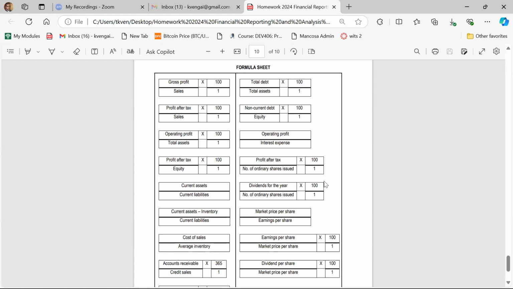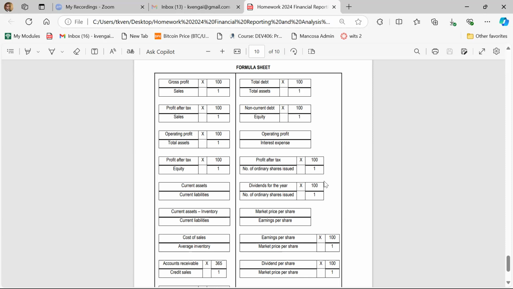Then number two, if you don't understand the formula sheet, then you can go to your study guide. In your study guide, he literally tells you that this is the net profit margin ratio, and then under that, he gives you the formula. That this is the current ratio.